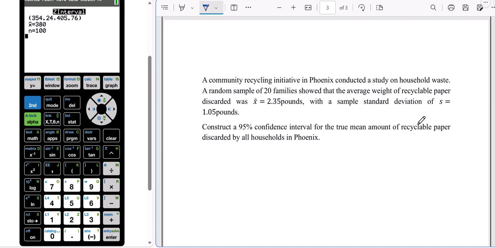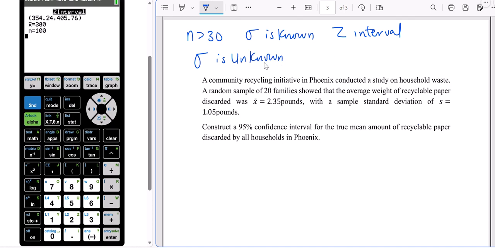In this next video, I will be explaining a situation whereby the sample standard deviation is given. Recall in the previous video, I said if our sample size is big and sigma is known, then we're going to use the Z interval. But in a situation whereby our sigma is unknown, so instead of using the population standard deviation, we use the sample standard deviation, which is S. So here we use the T interval.